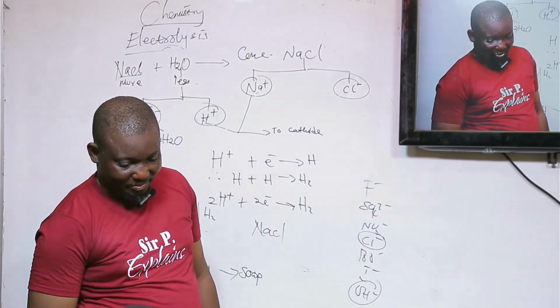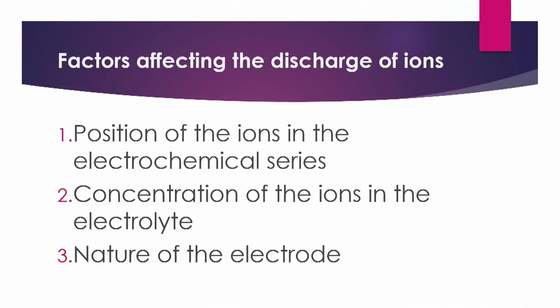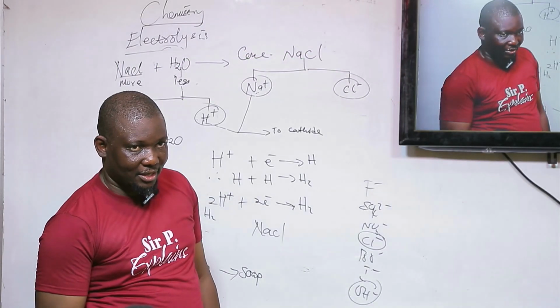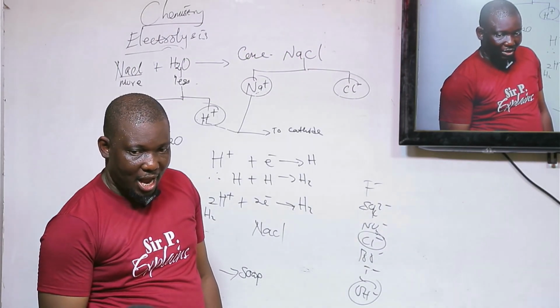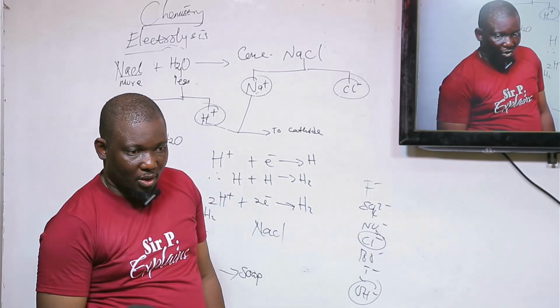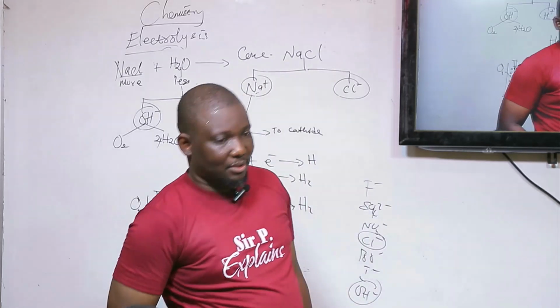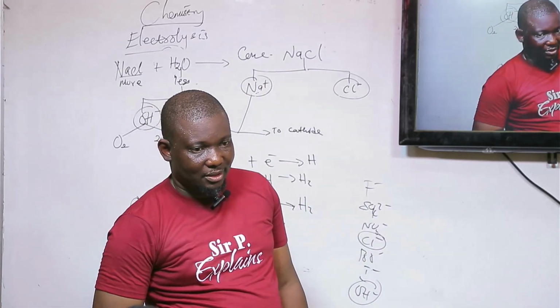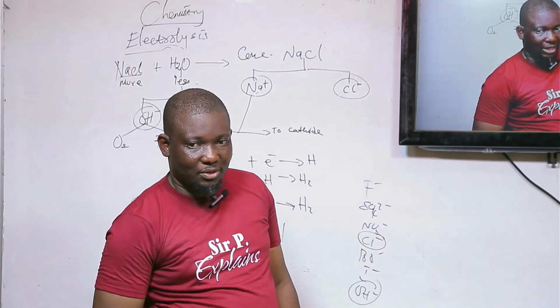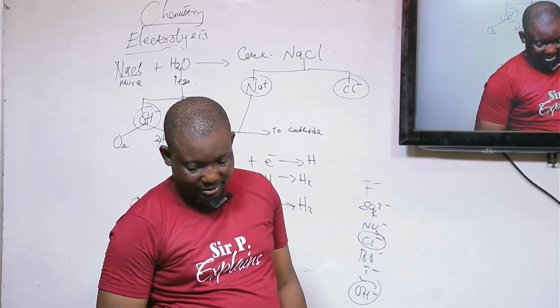Nature of electrodes. How does the nature of the electrode affect electrolysis, or how does it affect migration of an ion? An electrode can either be reactive or unreactive. Unreactive electrodes are also called inert electrodes.